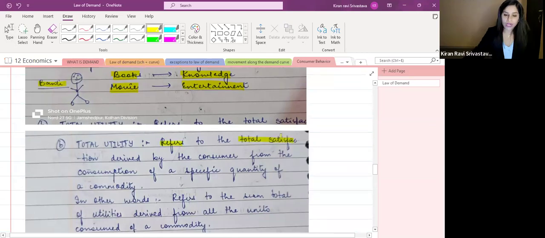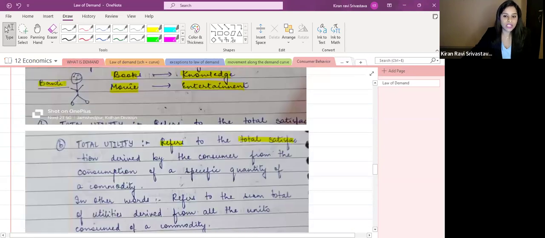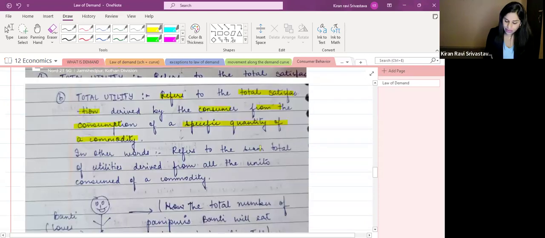In the first point I just told you, it is the amount of satisfaction. In the second definition, the only change is that before satisfaction there is one more word, that is total satisfaction. It refers to the total satisfaction derived by the consumer from the consumption of a specific quantity of a commodity. In other words, it refers to the sum total of utilities derived from all the units consumed of a particular commodity.